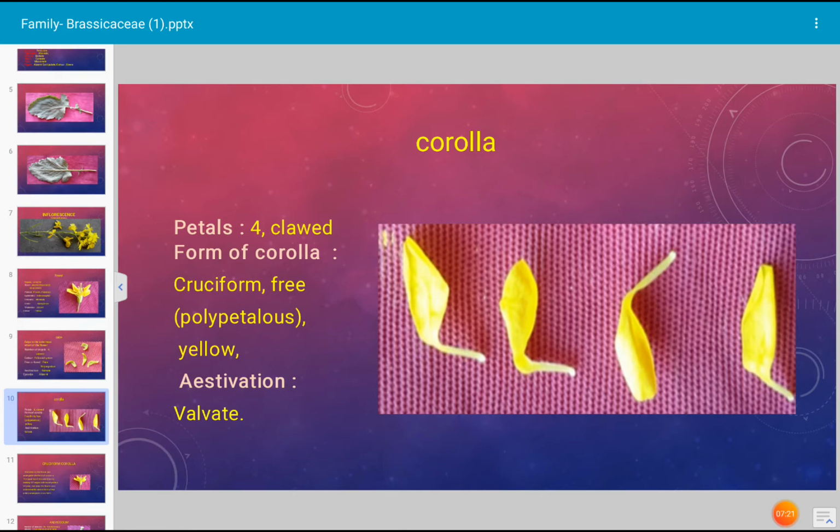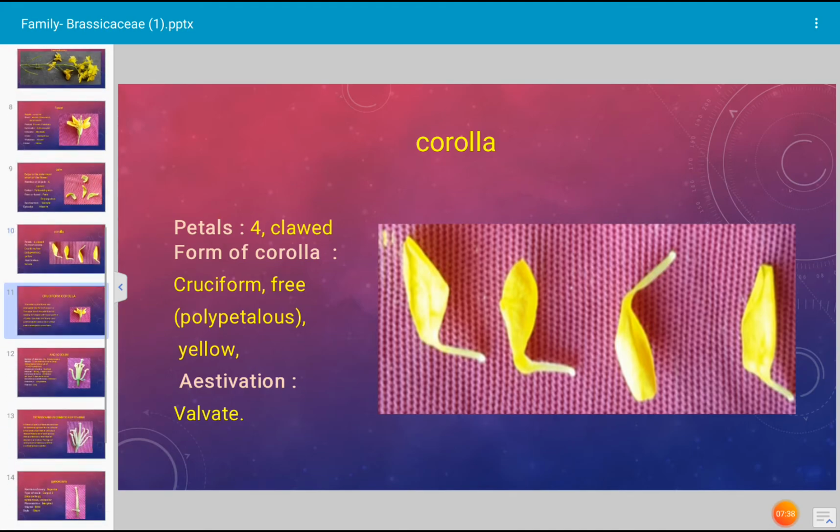It is having 4 sepals in the flower. There are 4 sepals which are clawed. And sepals are free, therefore it is described as polysepalous condition. The color of the sepal is yellow. Aestivation is valvate.